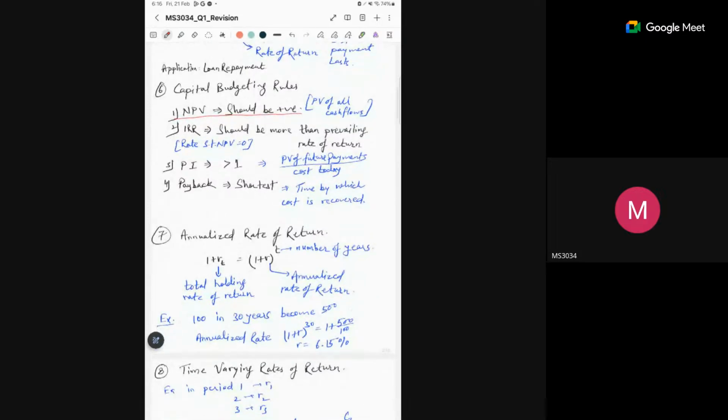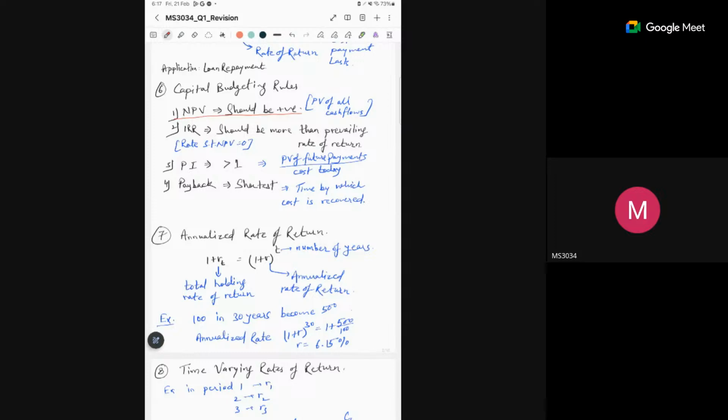Third, we discussed the profitability index, which is applicable only on a certain type of projects, the projects where in the present period you are incurring the cost, and all the future cash flows are positive. That means you are receiving the payment. If this condition is not satisfied, then this concept cannot be applied. And this is the formula: the present value of all future payments divided by the cost today. If this index is more than 1, then your project is profitable, otherwise it is not.